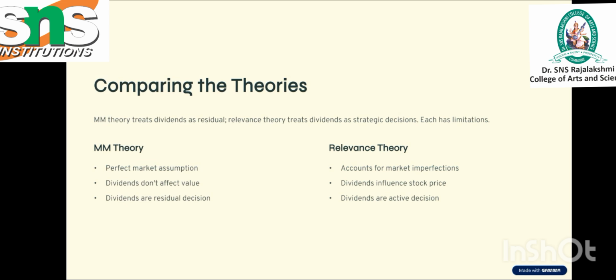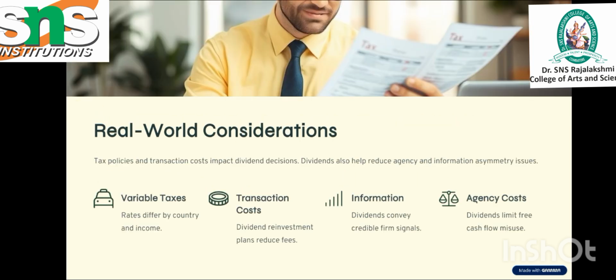The real-world consideration. Tax policies and transaction costs impact dividend decisions. Dividends also help reduce agency and information asymmetry issues. Variable taxes. Rates differ by country and income. Transaction cost. Dividend reinvestment plans reduce fees. Information. Dividends convey credible firm signals. Agency cost. Dividends limit free cash flow misuse.